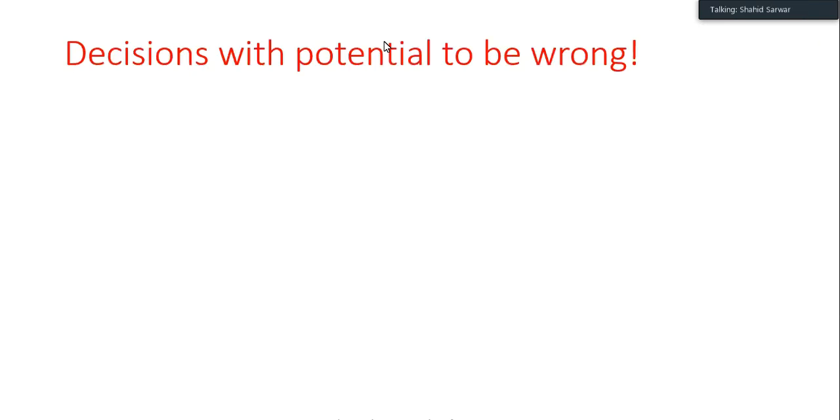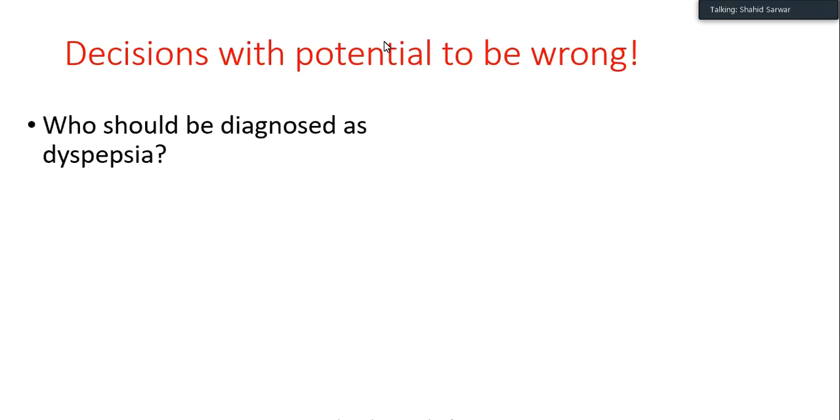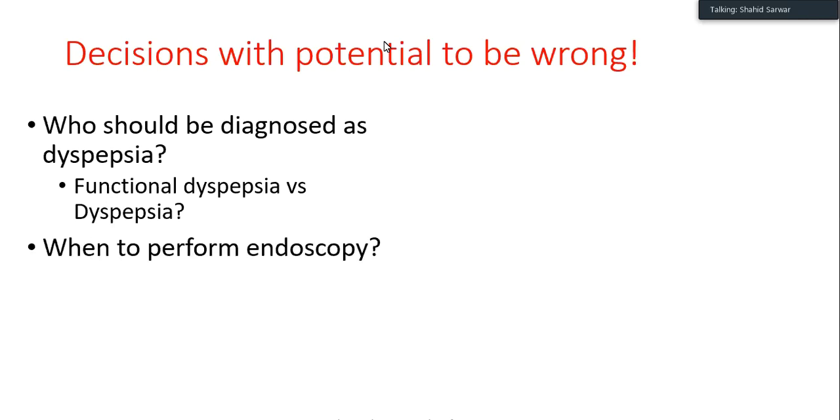Now, what can be the potential decisions which can go wrong in somebody who has presented to us with dyspepsia, and we are planning for diagnosis and management. The first thing that can be controversial here is who should be diagnosed as dyspepsia, especially if we are talking about functional dyspepsia versus undiagnosed dyspepsia or unworked up dyspepsia. Then when to perform an endoscopy, another area of big controversy, and obviously where decisions can go wrong in these patients. Then how to handle the patients who also have alarm symptoms in addition to dyspepsia.